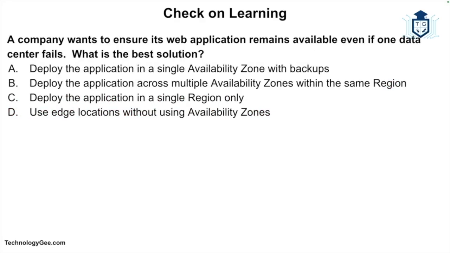Next question. A company wants to ensure its web applications remain available even if one data center fails. What is the best solution? Is it to deploy the application in a single availability zone with backups? Is it to deploy the application across multiple availability zones within the same region? Is it to deploy the application in a single region only? Or is it to use edge locations without using availability zones?